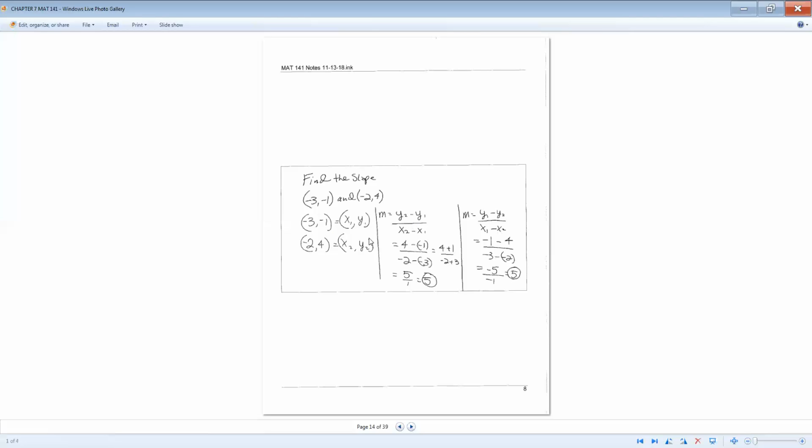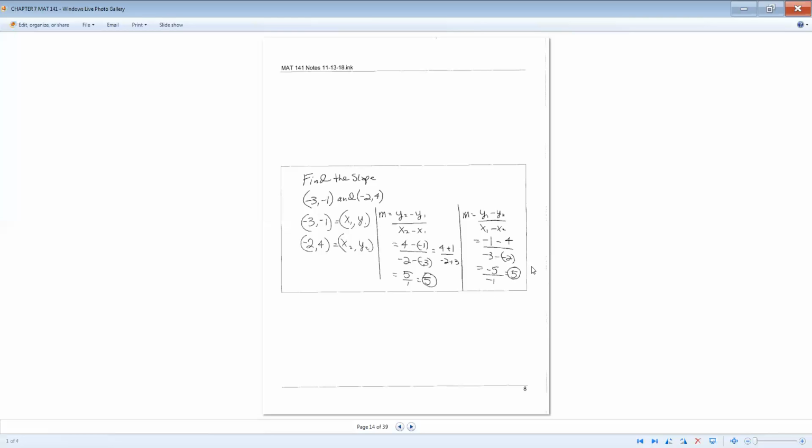So y2 is 4, y1 is negative 1. Make sure you don't lose a negative. A lot of times people make that mistake. Then we have x2, which is negative 2, and x1 was negative 3. So we have negative 2, negative on top and bottom. That gives you 4 plus 1 over negative 2 plus 3. 4 plus 1 is 5 over 1, and that's just 5 as your slope. It is possible to have a fraction as a slope. Leave it as a fraction. Just make sure you simplify it as much as possible.